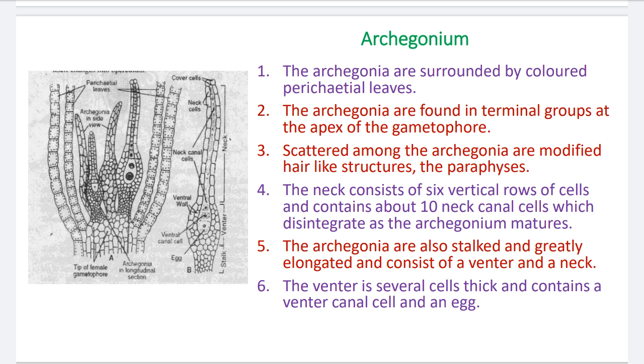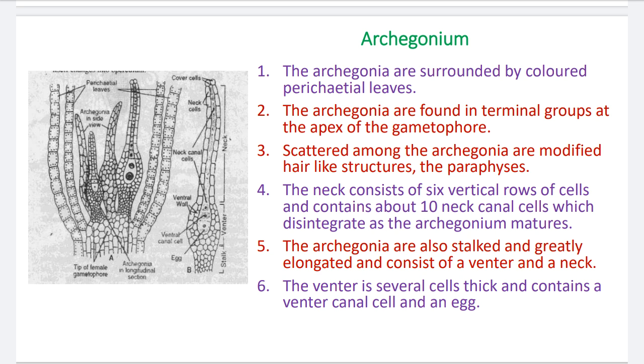Now see point number 4. The neck consists of 6 vertical rows of cells and contains about 10 neck canal cells, which disintegrate when the archegonium matures.